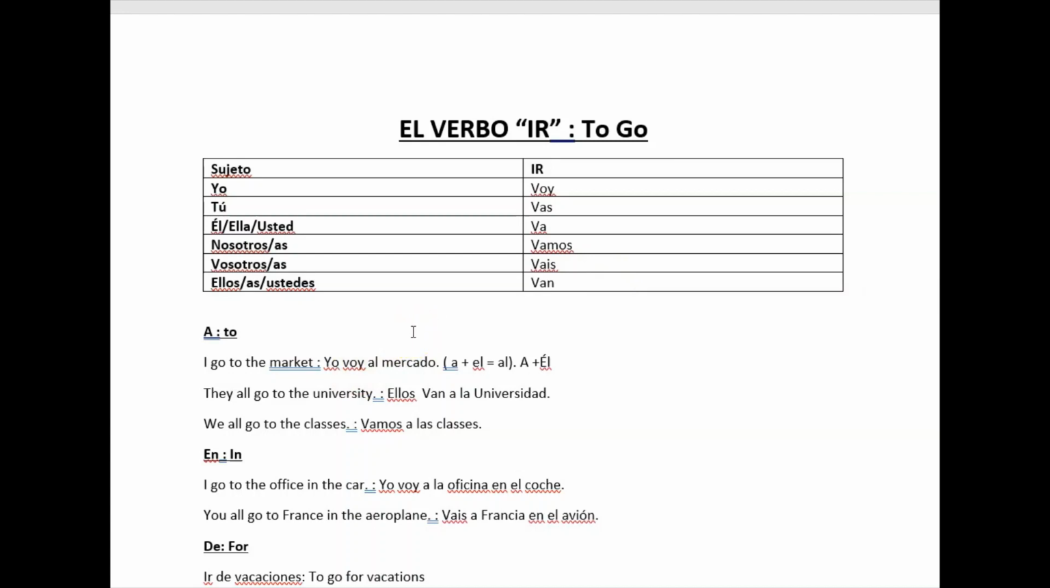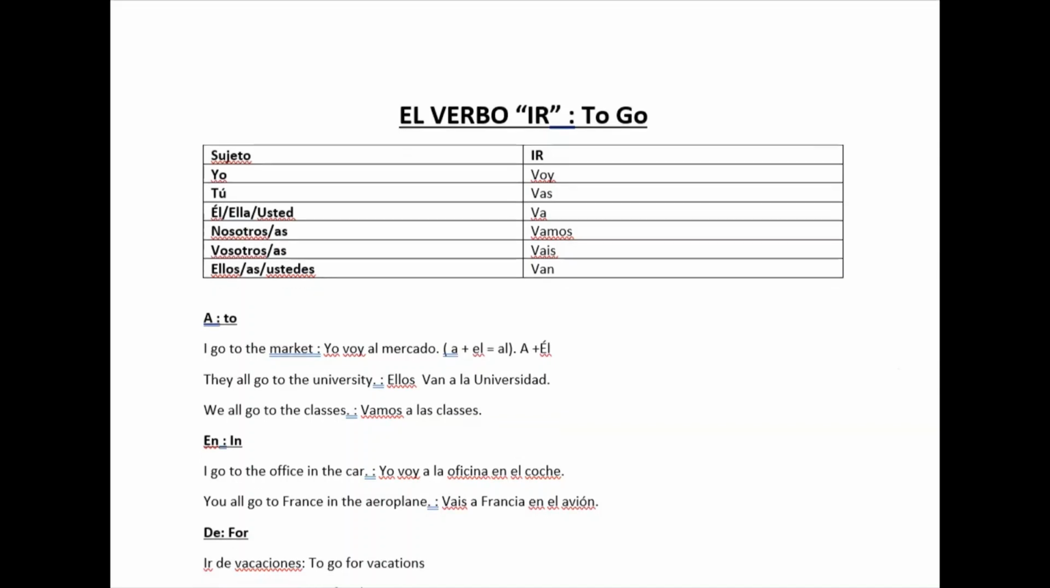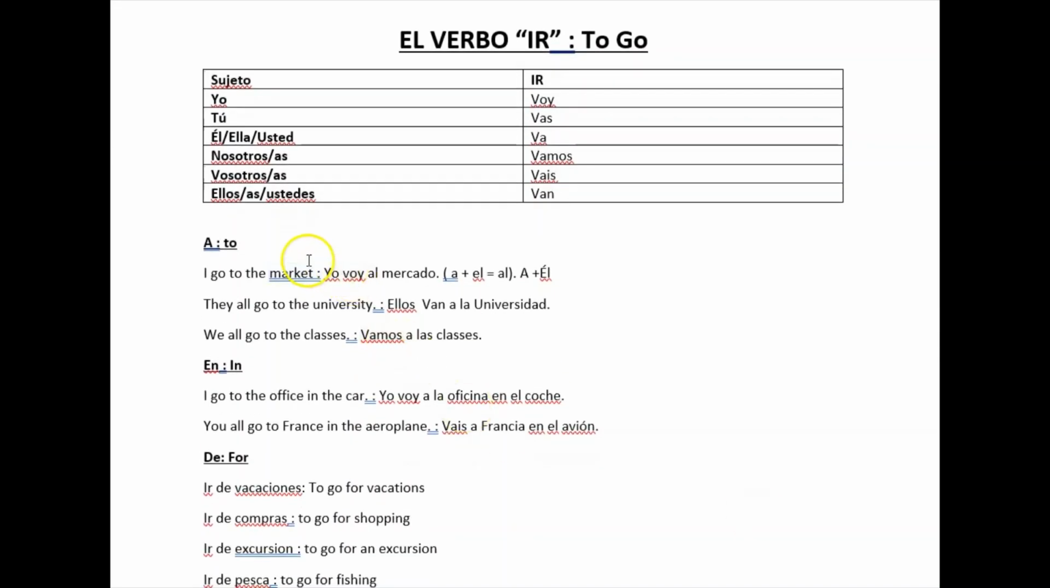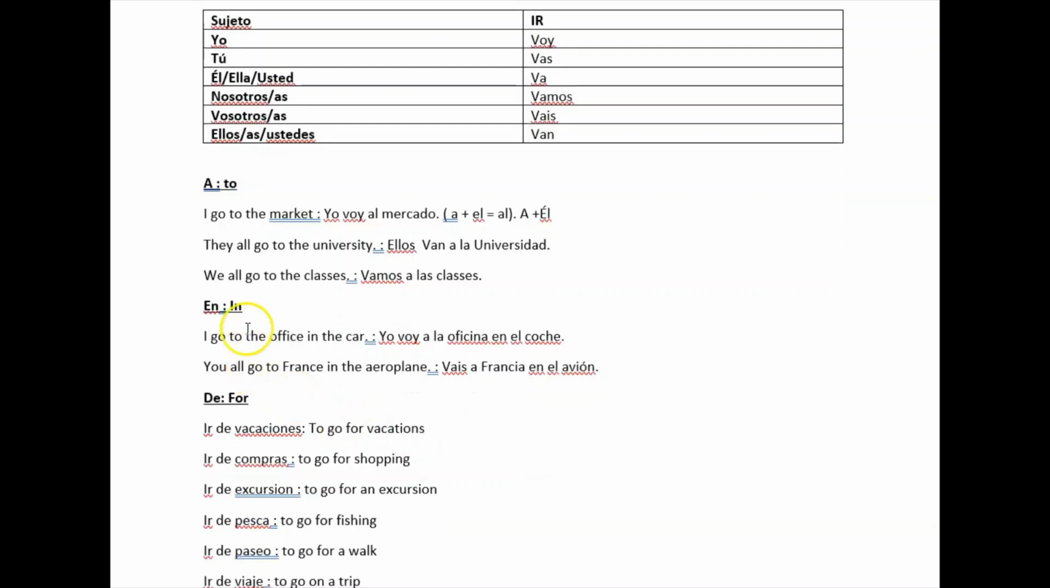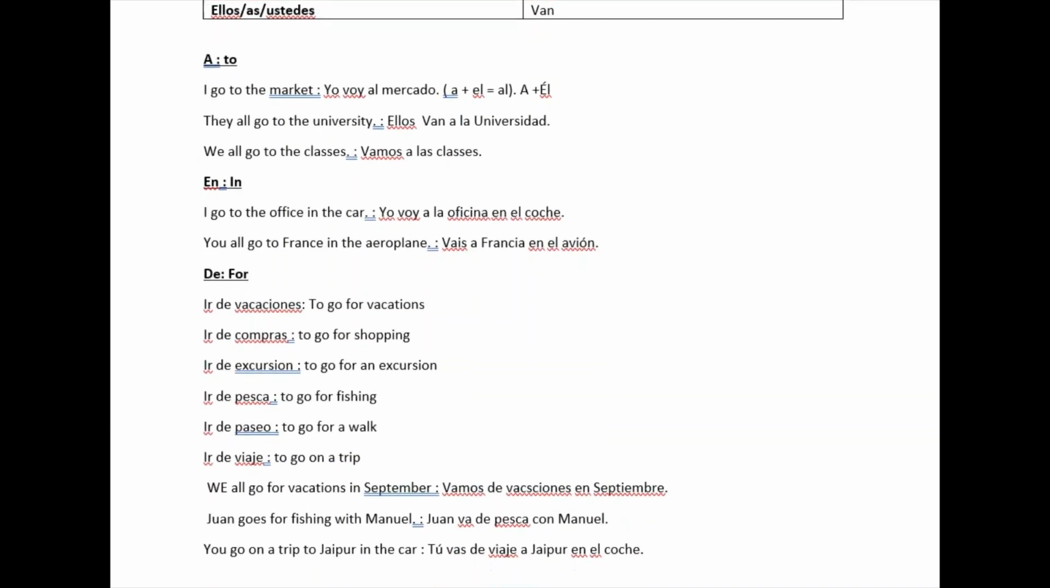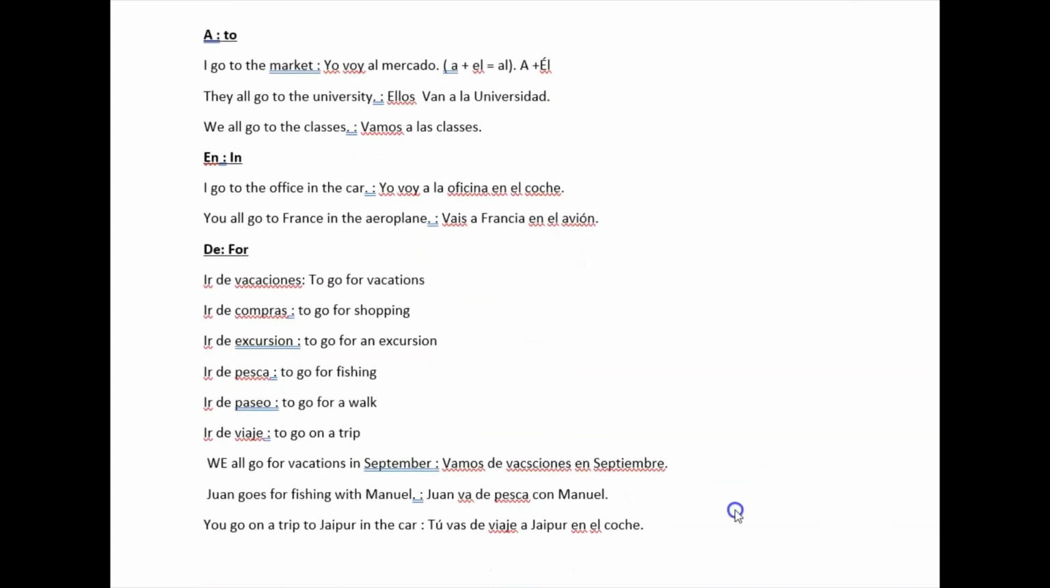If you are going to a place, then we generally use the preposition a with the verb ir. If you are using any mode of transport, then we use the preposition en with the verb ir. And if you are going for any purpose, then we generally use the preposition de. Depending on the subjects, you can use these prepositions separately or you can use all of them in the same sentence, as we have done towards the end also. So I hope that you have understood the verb ir.